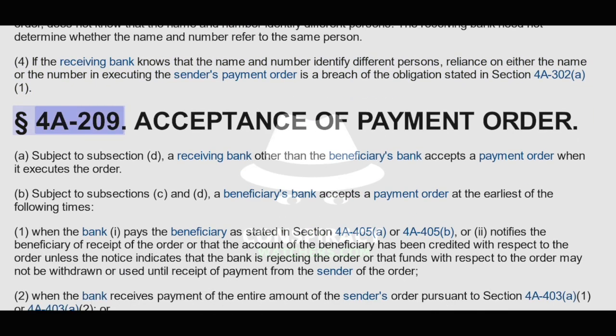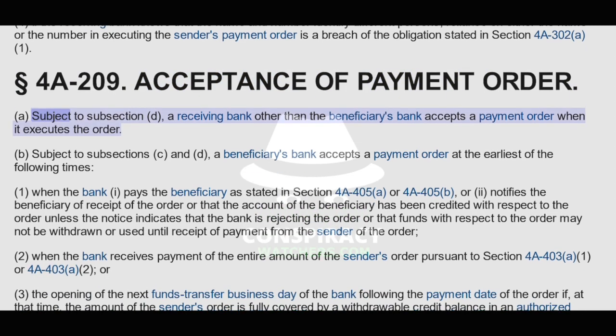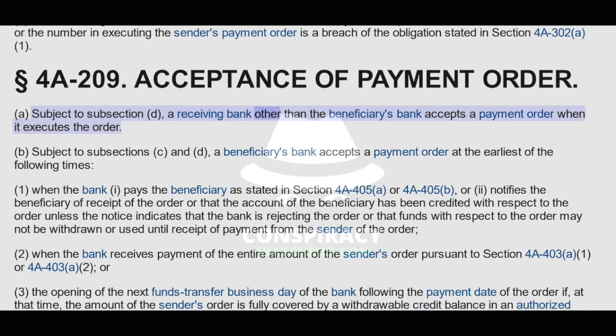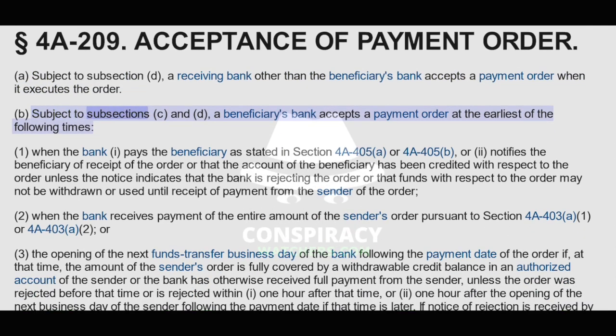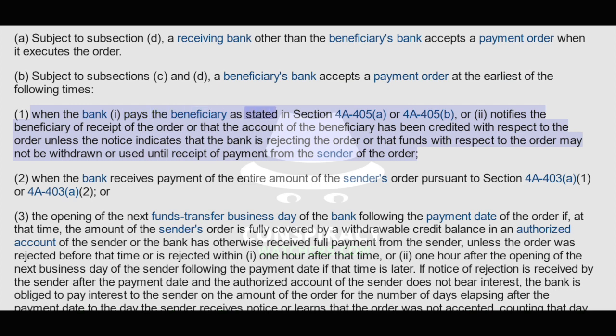Section 4A209. Acceptance of payment order. Subject to subsection, a receiving bank other than the beneficiary's bank accepts a payment order when it executes the order. Subject to subsections and, a beneficiary's bank accepts a payment order at the earliest of the following times. When the bank pays the beneficiary as stated in Section 4A405 or 4A405, or notifies the beneficiary of receipt of the order or that the account of the beneficiary has been credited with respect to the order unless the notice indicates that the bank is rejecting the order or that funds with respect to the order may not be withdrawn or used until receipt of payment from the sender of the order.